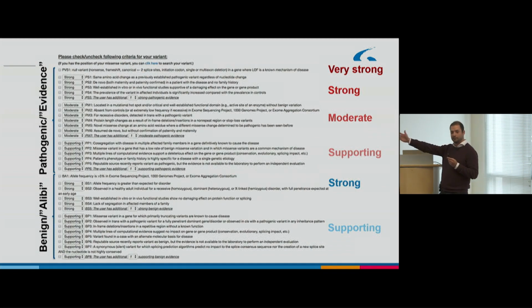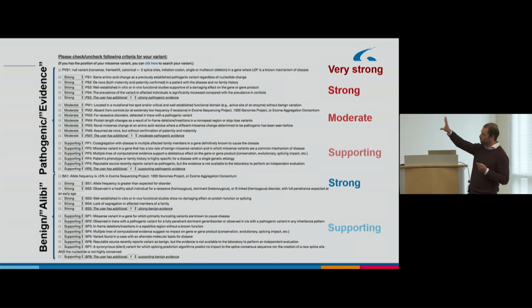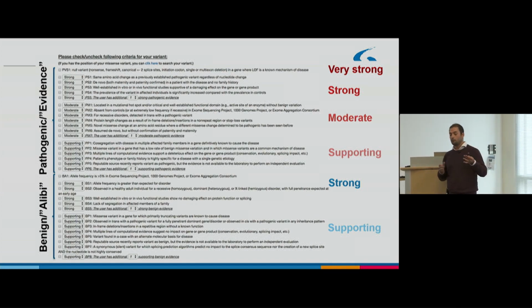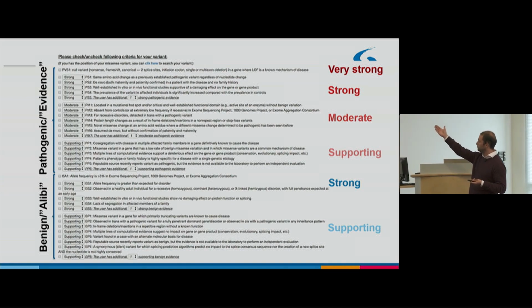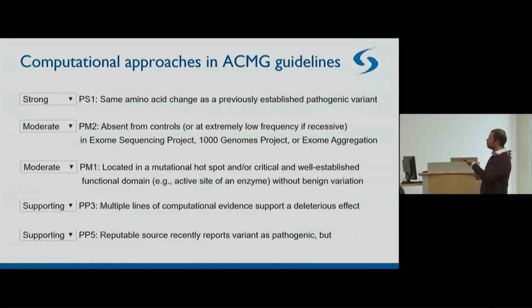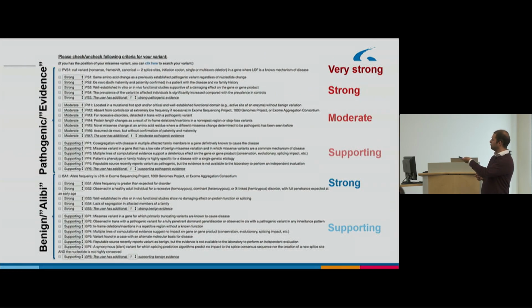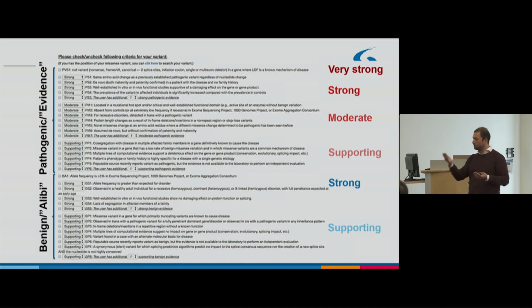These are the 28 criteria that ACMG guidelines possess. I do not intend for you to read all of them right now, but it is important to note that we have very strong arguments for pathogenicity, then strong arguments for pathogenicity, all the way down to only supporting evidence for benign variants. These arguments, the ACMG guidelines, in several combinations can call pathogenicity or neutrality.